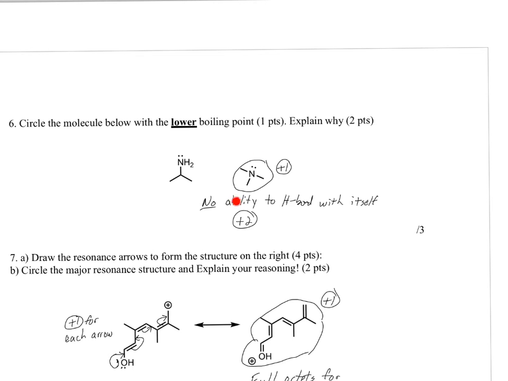So this one doesn't have the ability to H bond with itself, whereas this one does. They have the same number of carbons. A lot of people point out the number of carbons, but that's not that important relative to hydrogen bonding, right? Hydrogen bonding takes precedence over London forces or dipole-dipole. So it's this one because it doesn't have the ability to H bond with itself, right? To hydrogen bond with yourself, you need lone pairs and polar bonds to hydrogen. This has lone pairs, but no polar bonds to hydrogen.